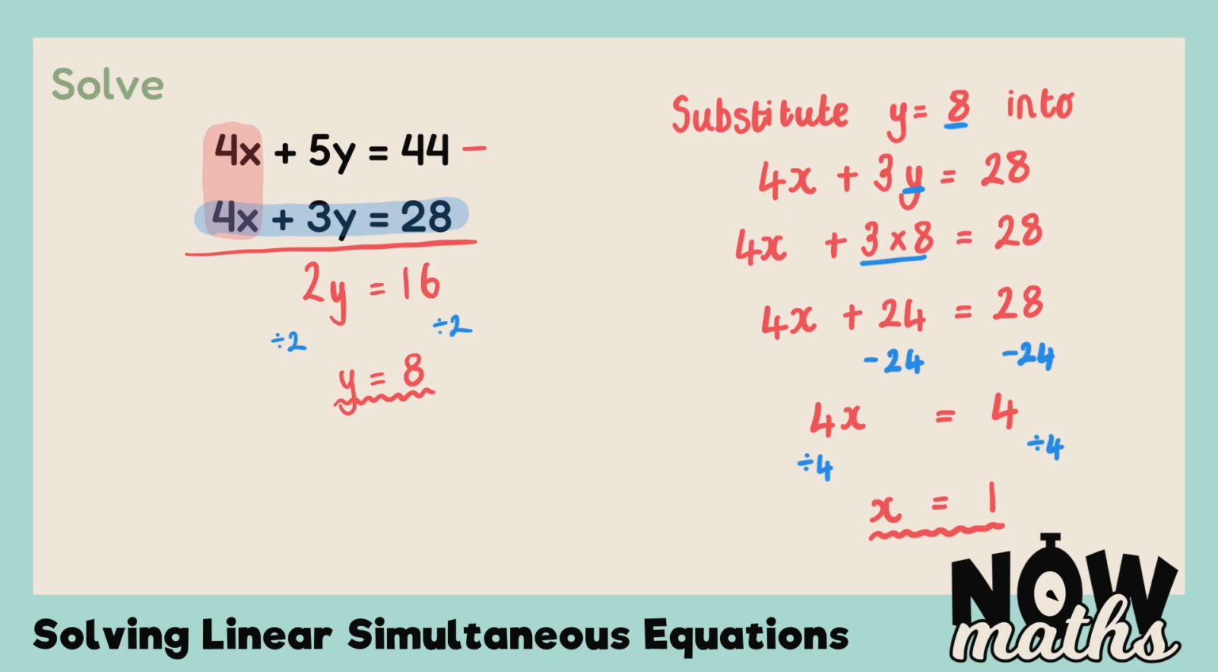Then the final thing we need to do to complete this question is to write our solution as a pair. Usually the x value is written first, so we have x equals 1 and y equals 8. So we write that down at the end.